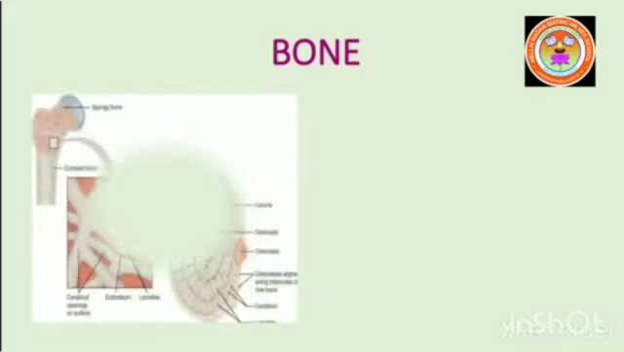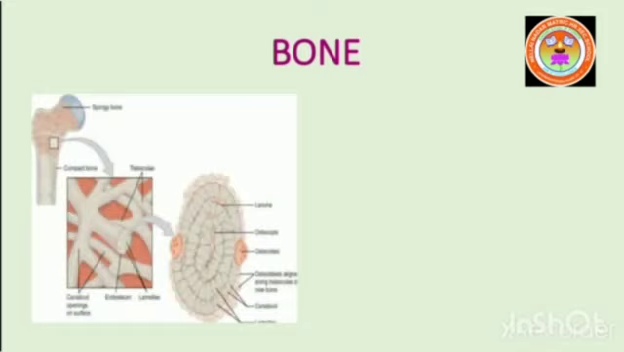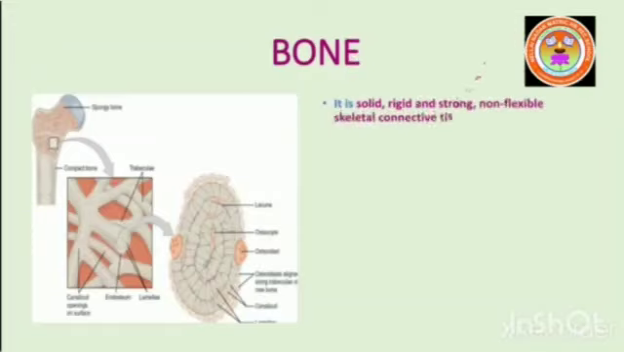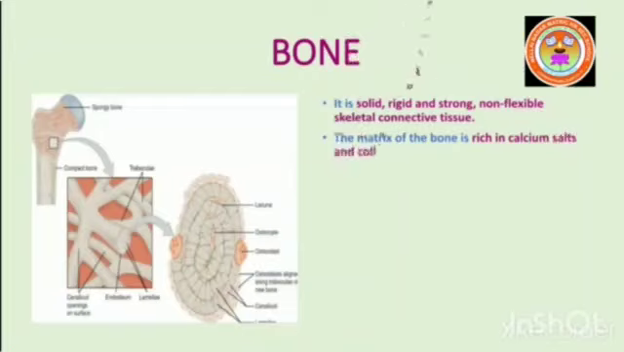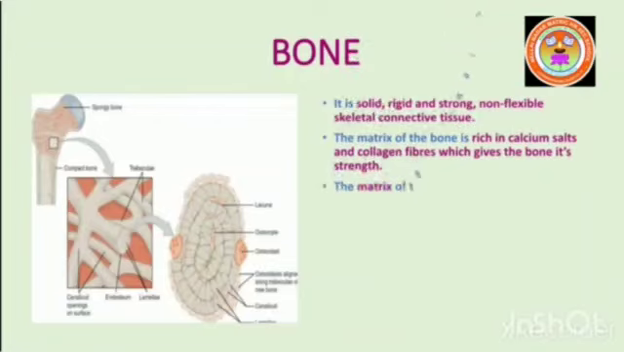Bones. This is the TS section of bone. It is solid, rigid and strong, non-flexible skeletal connective tissue. The matrix of the bone is rich in calcium salt and collagen fibers, which gives the bone its strength. The matrix of the bone is in the form of concentric rings called lamellae.